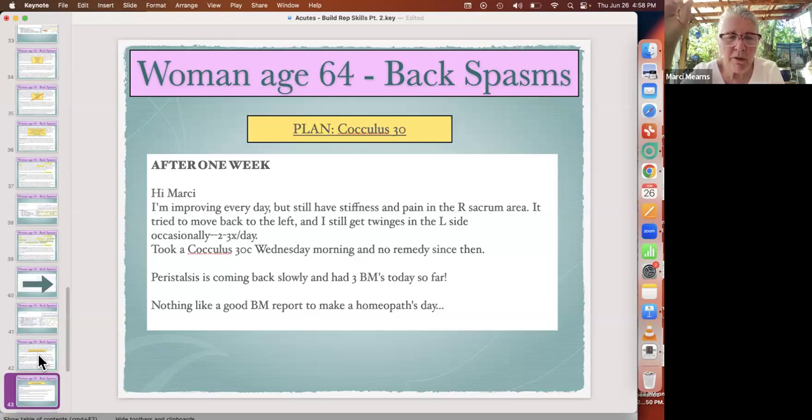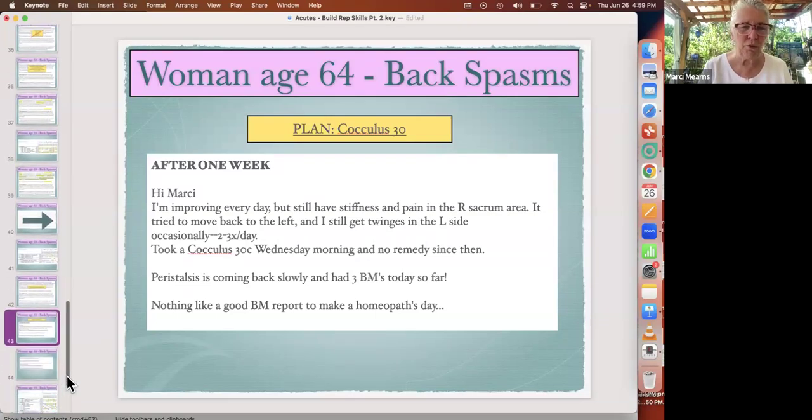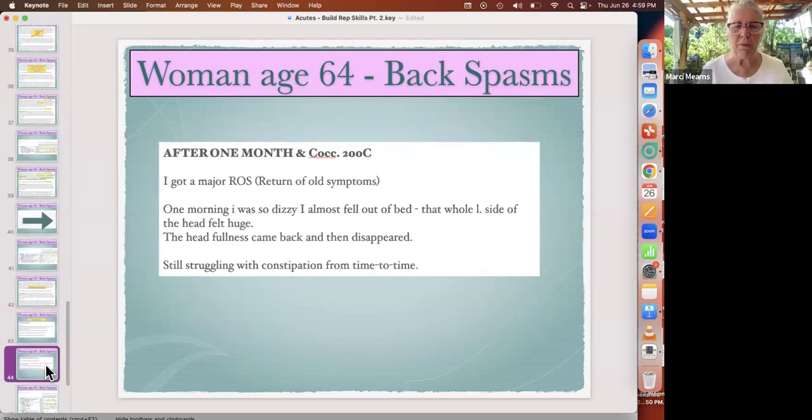Here now she says peristalsis is coming back slowly, and I had 3 BMs today so far. Well, she never told me peristalsis was non-existent, right? She just said she was constipated. Then, of course, she knows this, as this lady studied homeopathy. Nothing like a good BM report to make a homeopath's day. Absolutely. So correct.